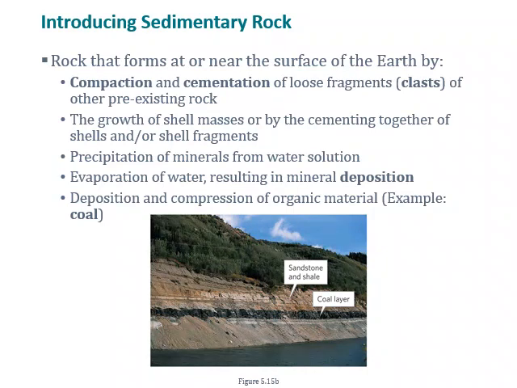Sedimentary rocks can form through the growth of shell masses or by the cementing together of shells and/or shell fragments. They can form through precipitation of minerals from a water solution. Sedimentary rocks can also form through the evaporation of water, resulting in mineral deposition. Finally, sedimentary rocks can form through deposition and compression of organic material. One example of this is coal.